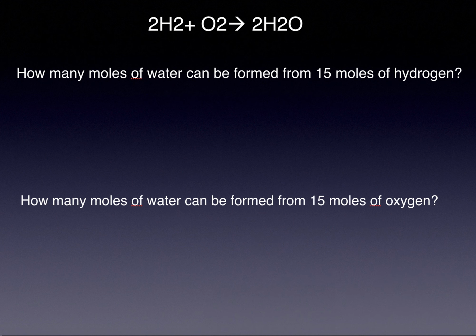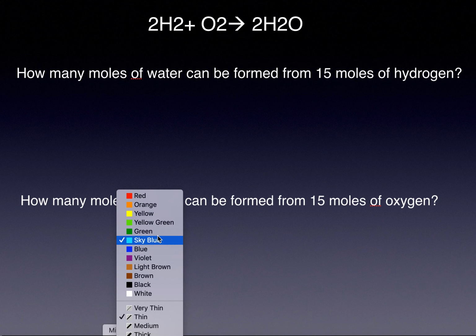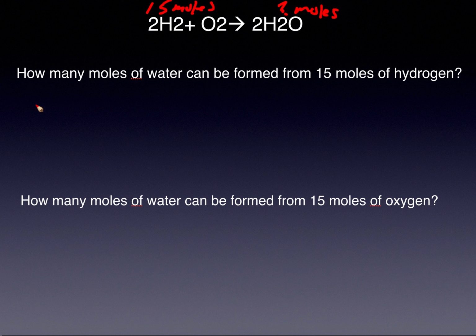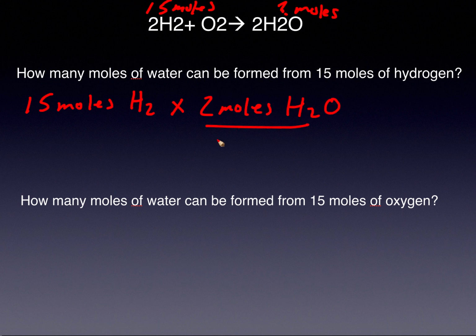So, 2 problems here. Key thing, remember, always make sure our equation's balanced, and in this case it is. How many moles of water can be formed from 15 moles of hydrogen? We start with our 15 moles of H2. We're already at our E-ZPass station and we're in moles, so we're going to go right to our bridge, our mole ratio: 2 moles H2O all over 2 moles of H2. Calculate this, and we should get 15 moles of H2O.